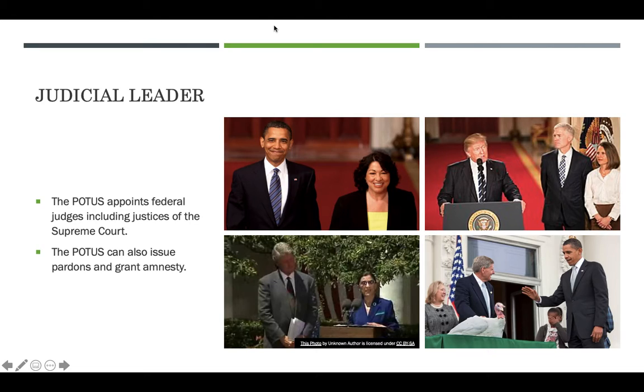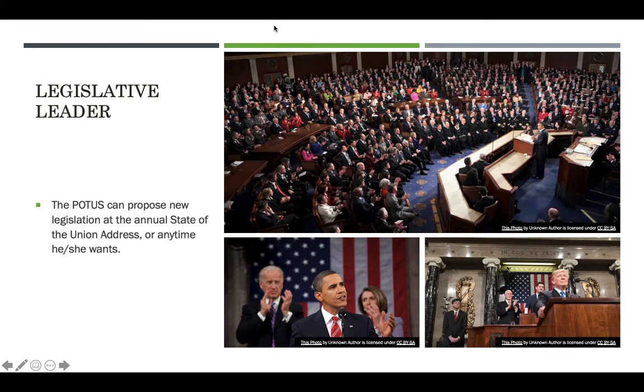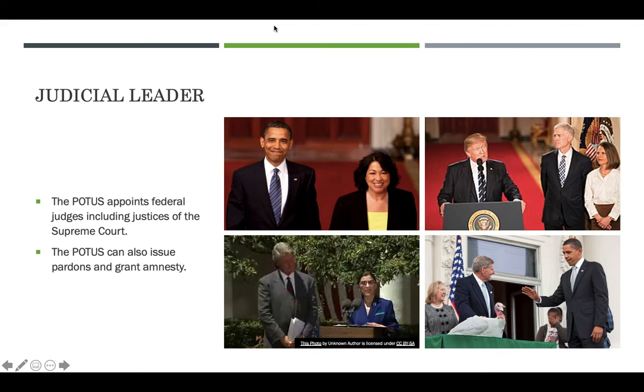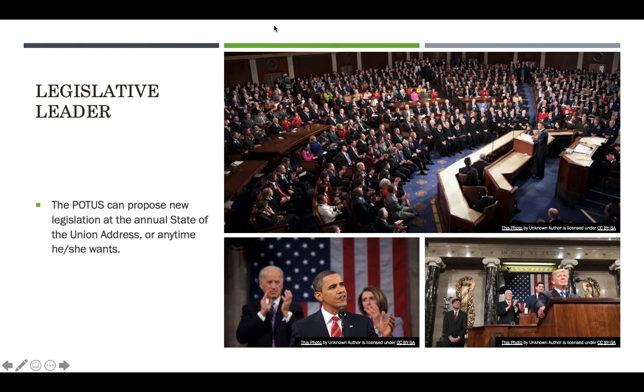And then just like the executive is a leader of the judicial branch, they're also a leader within the legislative branch. Now, this does not mean that the president has the ability to interpret laws. It doesn't mean the president has the ability to make laws. But they're still legislative leaders nonetheless, because presidents can do things like propose new legislation. And the place that you will see, the best time where a president is able to put forth their legislation is at the State of the Union address.